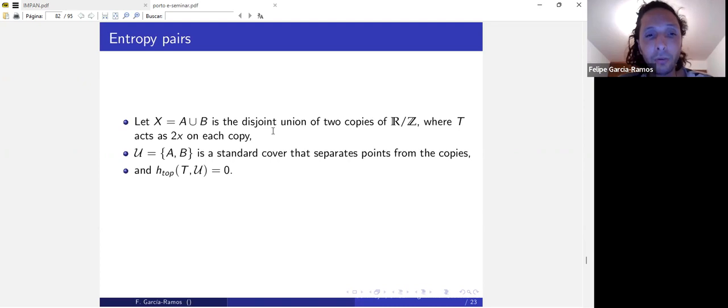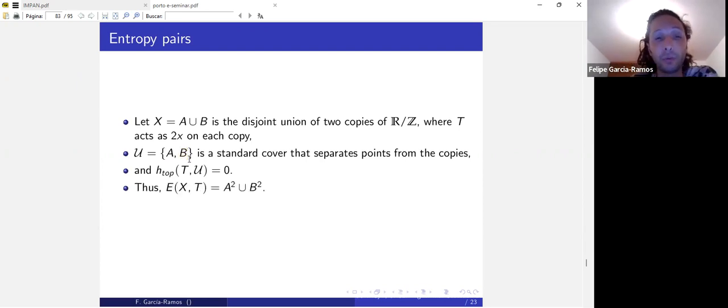Because the orbit of A will not intersect the orbit of B. So once you want to calculate entropy, you will find that there's no entropy. So this means that if you have 2 disjoint systems like this, the entropy pairs are kind of disjoint. So you have the entropy pairs within A and the entropy pairs within B, and that's it.